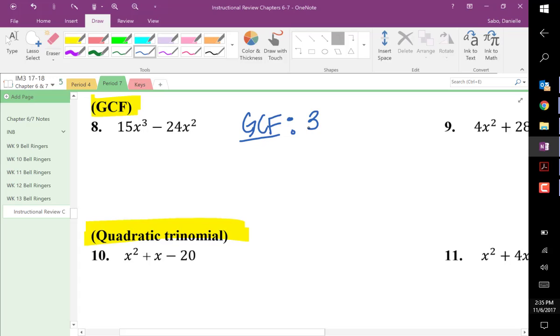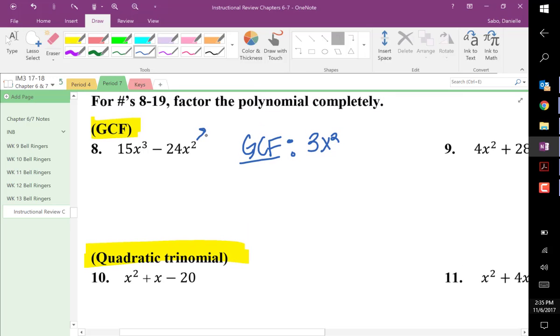Good. What is the max amount of x's I can pull out? 3 or 2? 2, very good. Because it has to be the smallest degree, I'm going to put a little note there so that you don't forget. That's why it's x squared. Think about it. I can't take 3 x's out of 2. I only have 2 of them. I can't take 3 away.